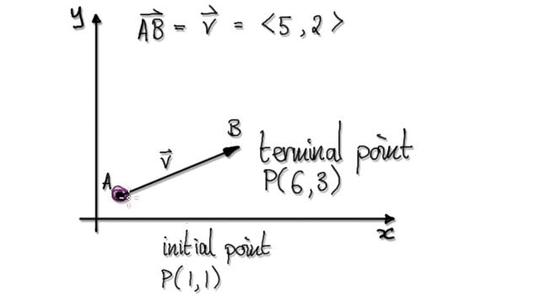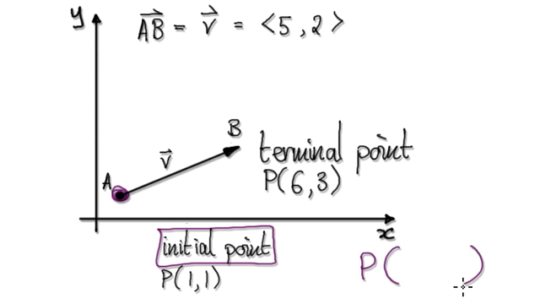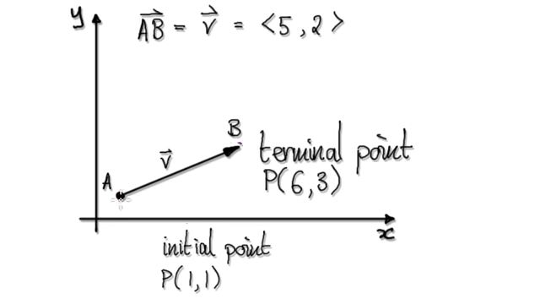This point here is what's called your initial point, and you would state the location. The location would be P, in brackets, and then you would state the location. It's 1 across and 1 up, so the location would be (1, 1). It's traveling from A to B.